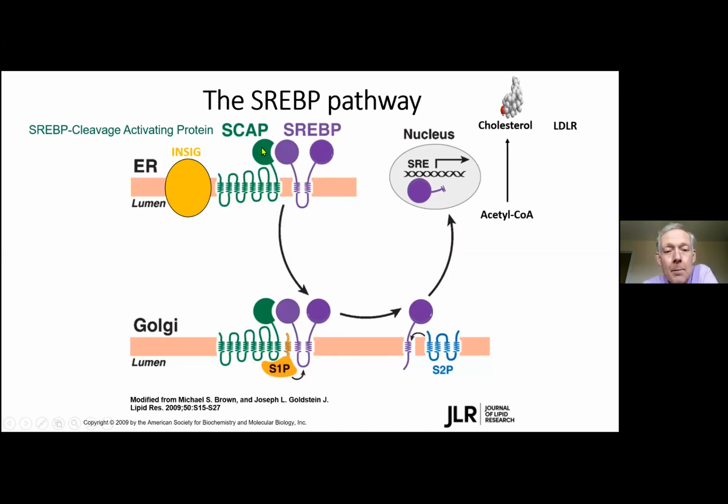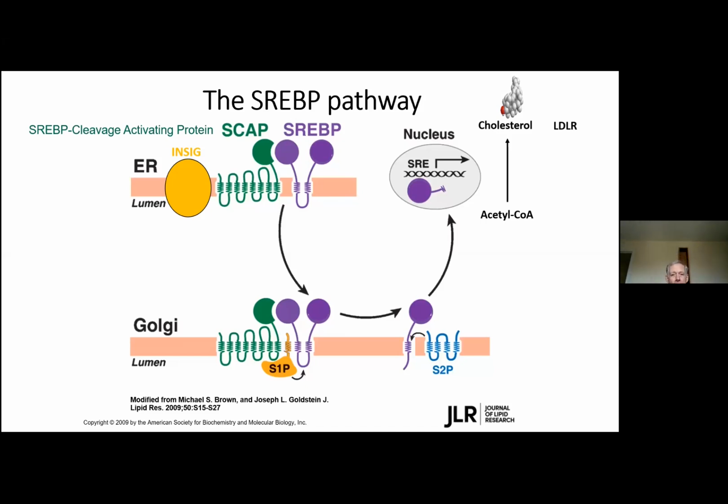And the job of SCAP is to transport SREBP from the endoplasmic reticulum to the Golgi. So SREBP is transported to the Golgi. When it gets to the Golgi, it's processed by two enzymes. So SREBP is actually activated, and we end up with an active form of SREBP, which then translocates to the nucleus and activates those target genes for the expression of enzymes of the cholesterol biosynthesis pathway and the LDL receptor.